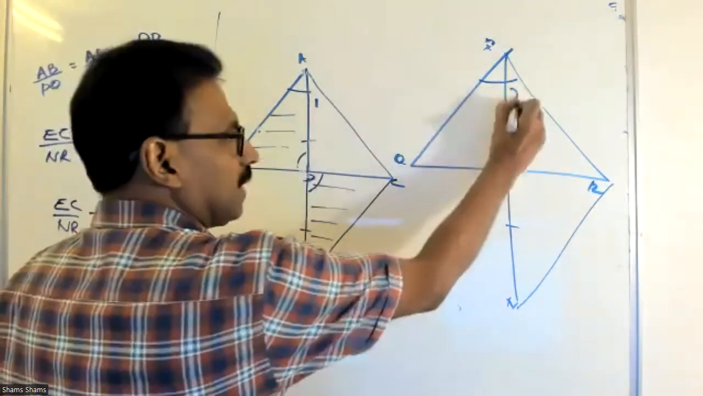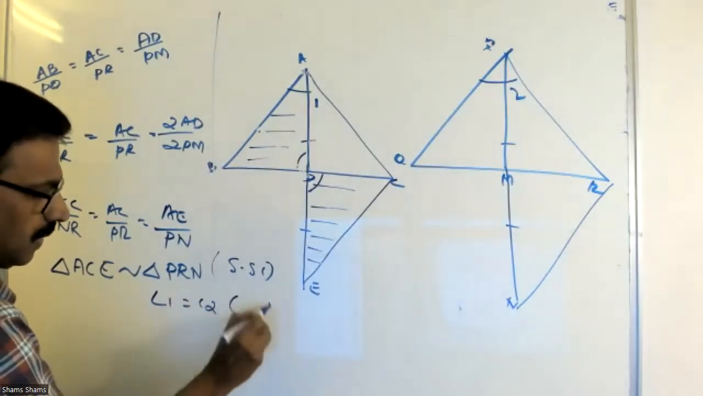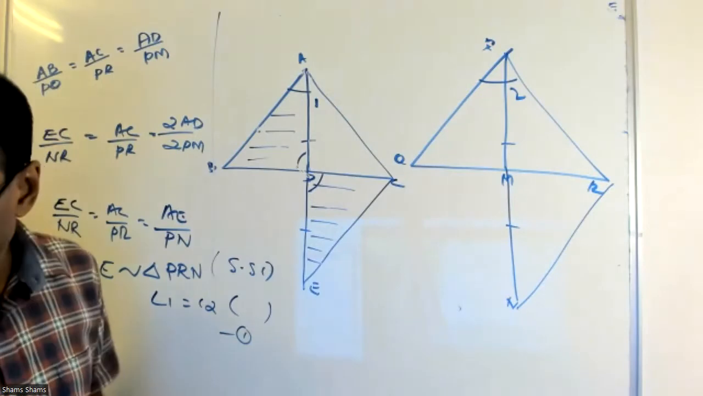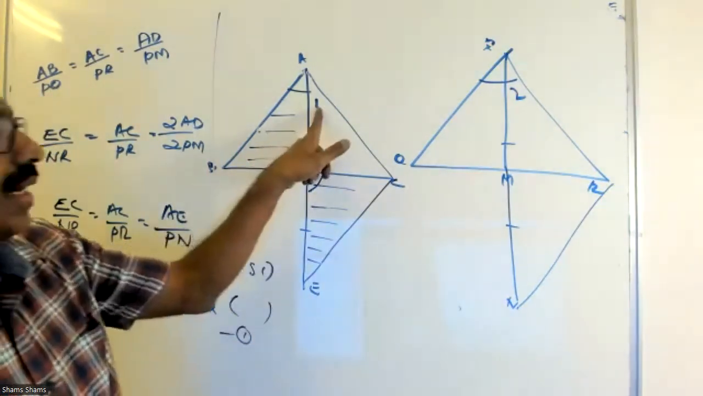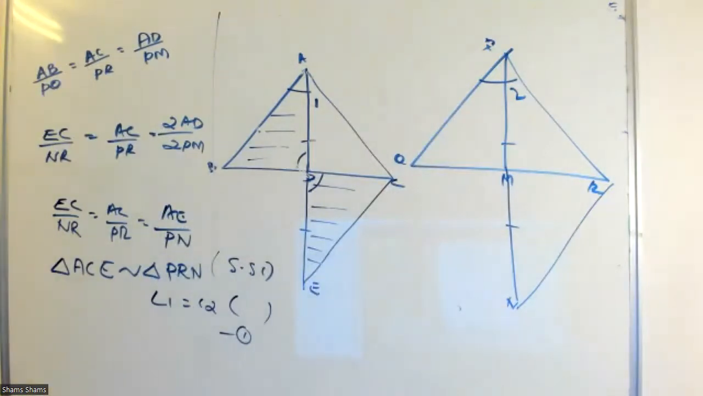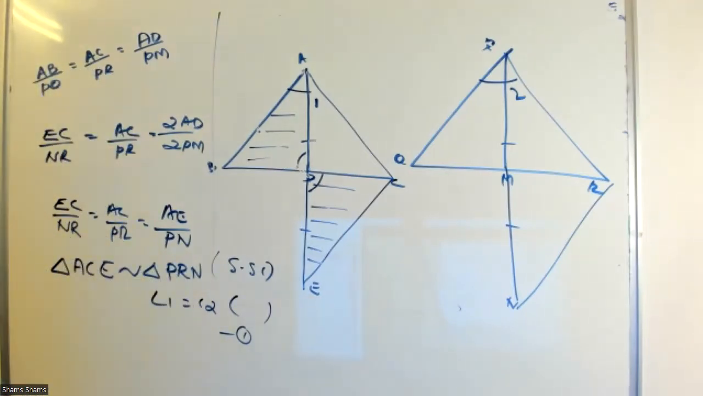Hence, mark angle 1. Angle 1 equal to angle 2. Call it number 1. Reason: in similar triangles, corresponding angles are equal. Okay.